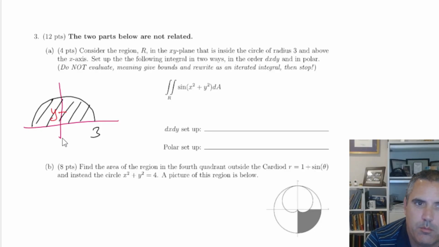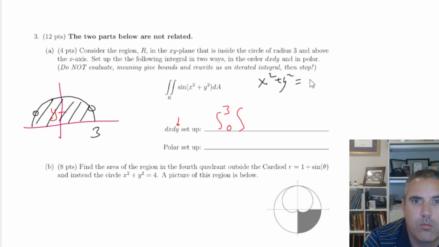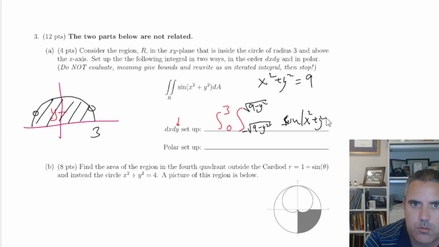If I label this y, what's the biggest and smallest y can be? 0 to 3. And you're always doing it in terms of this outer bound. And then based off of y, what's the left and the right? Well, that would be taking the circle equation, radius 3, so this is 9, and rearranging it in the form of what is x based off of y. So this would be negative the square root of 9 minus y squared, positive the square root of 9 minus y squared, sine of x squared plus y squared, dx dy.